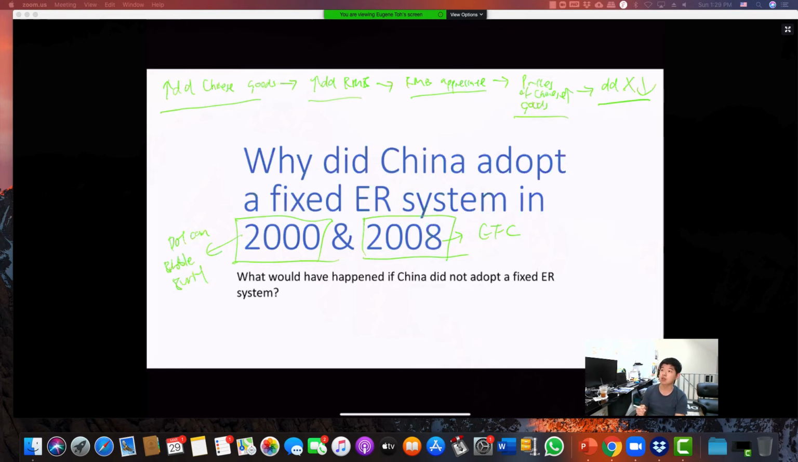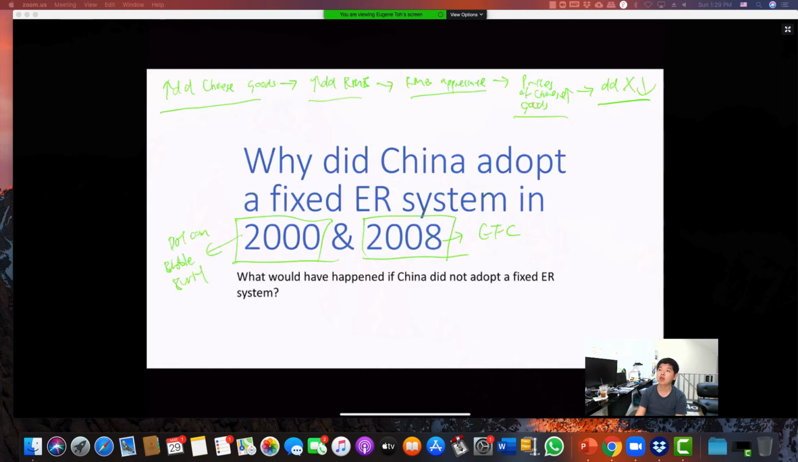So in 2000 and 2008, they decided that the economy is not doing super well and we don't want our demand for exports to be affected. So we are going to go ahead and freeze our exchange rate so that the Chinese currency remains weak. The Chinese currency strength remains weak.